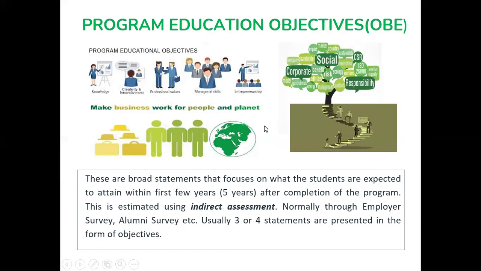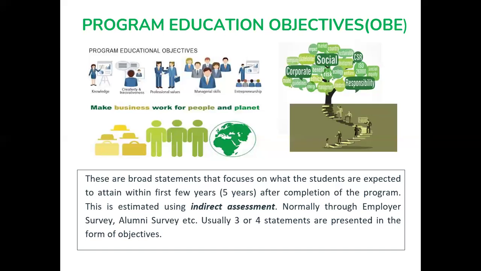Now, coming to the program education objectives. So we have the vision and mission of the institution. It's already designed. Now, from vision and mission, we can design the program education objectives. So what is meant by a program education objective? These are broad statements that focus on what the students are expected to attain within the first few years, or we can say 5 years after completion of the program. So once they pass out from the institution, within the first few years or in less than 5 years, what we expect that the student should do.